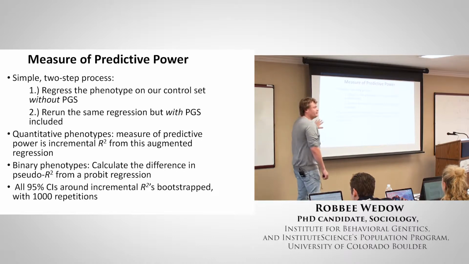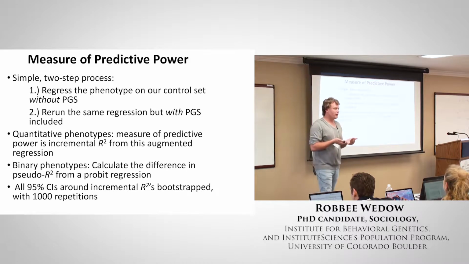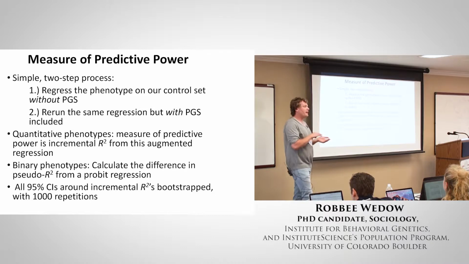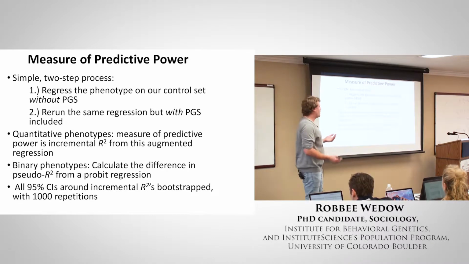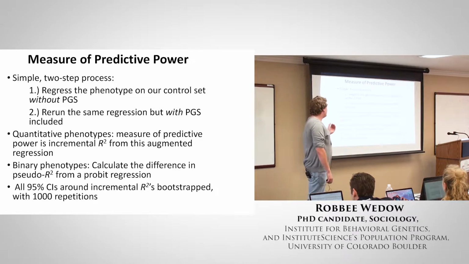So for quantitative phenotypes like educational attainment, the measure of predictive power will be this incremental R squared, or the change in R squared from the augmented regression. Sometimes I'll be talking about binary phenotypes. It's exactly the same process, except we'll be calculating the change in the pseudo R squared. And finally, all of the 95% confidence intervals that I'll present here will be bootstrapped with 1,000 repetitions each.